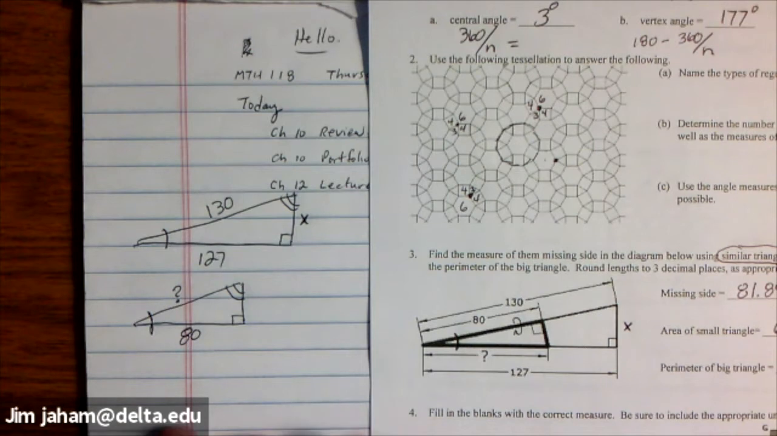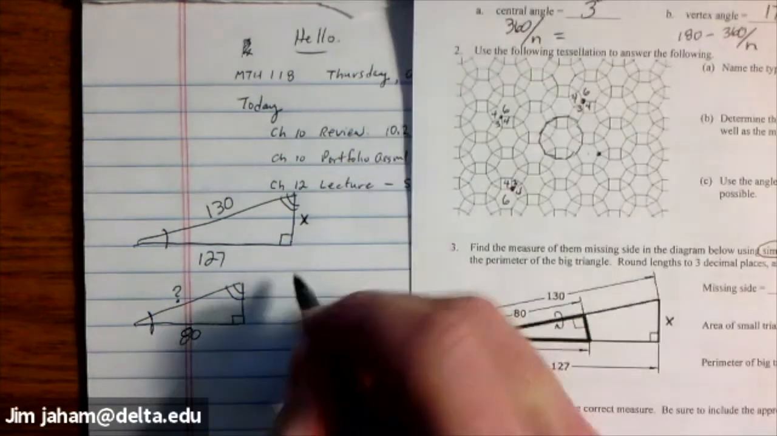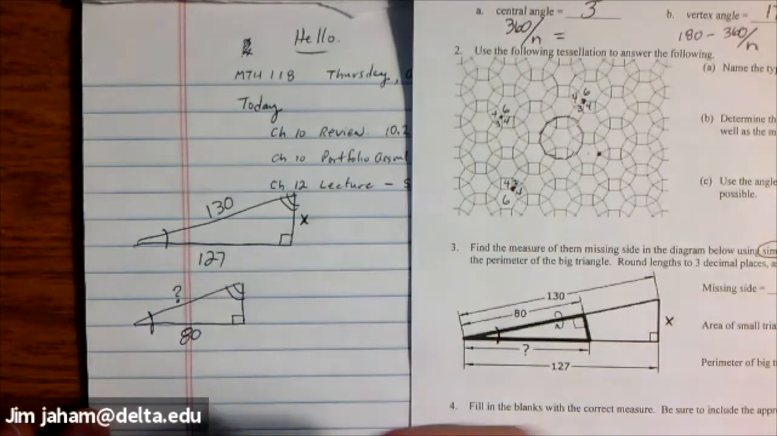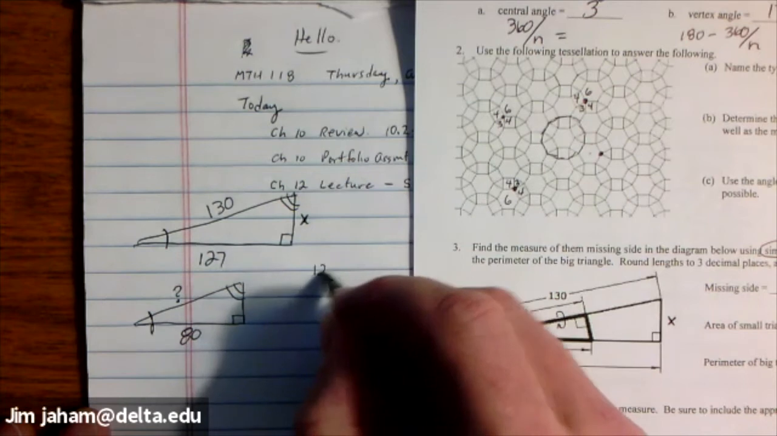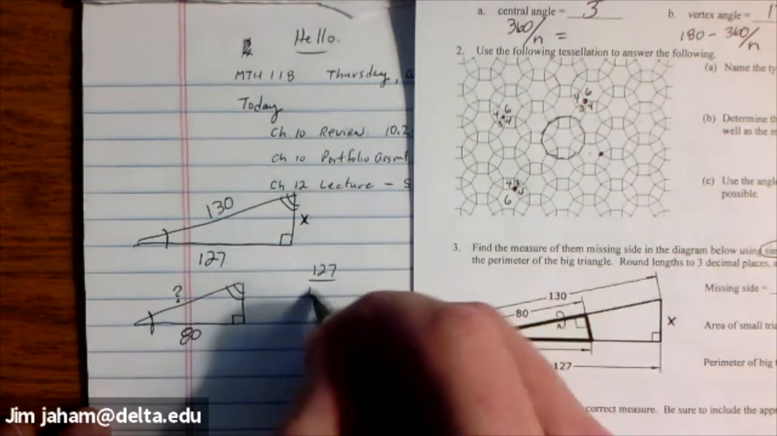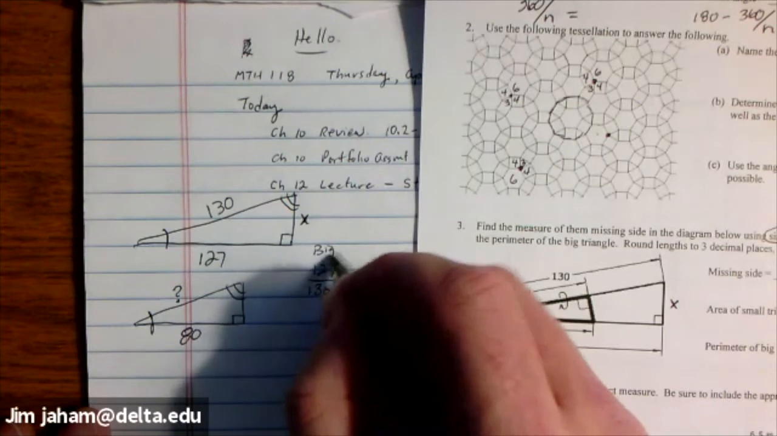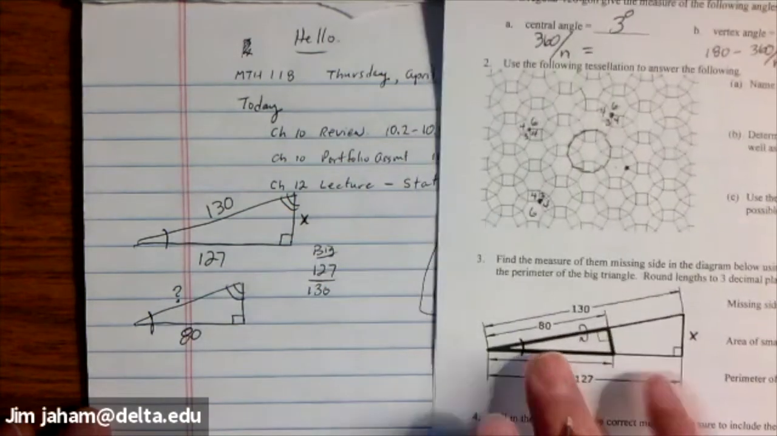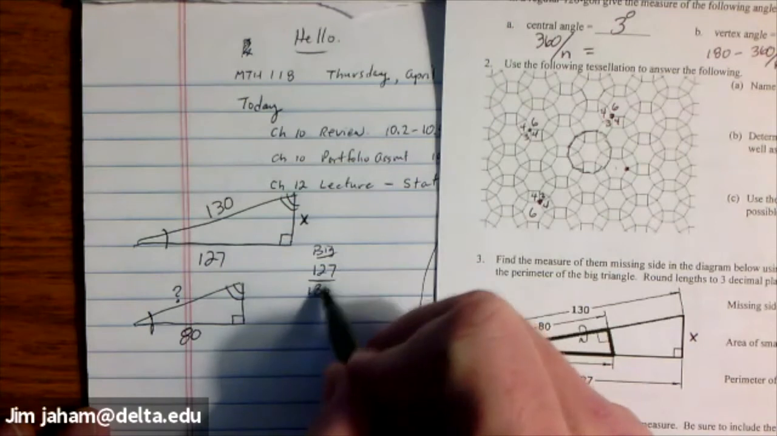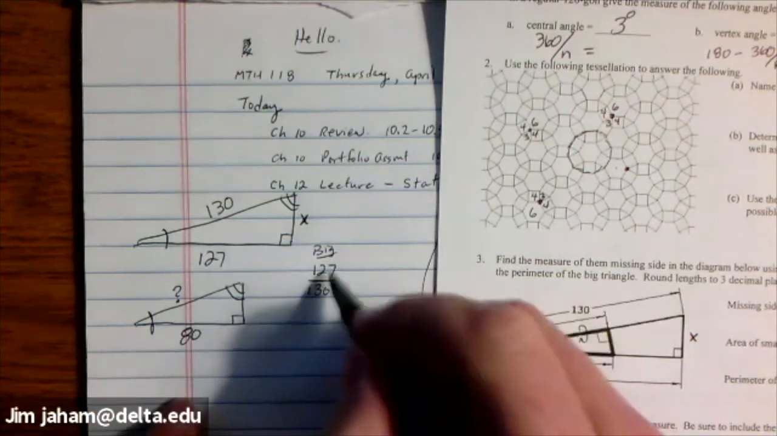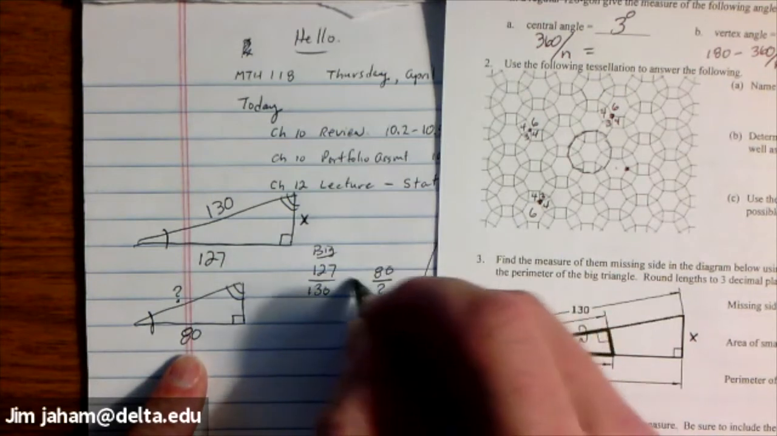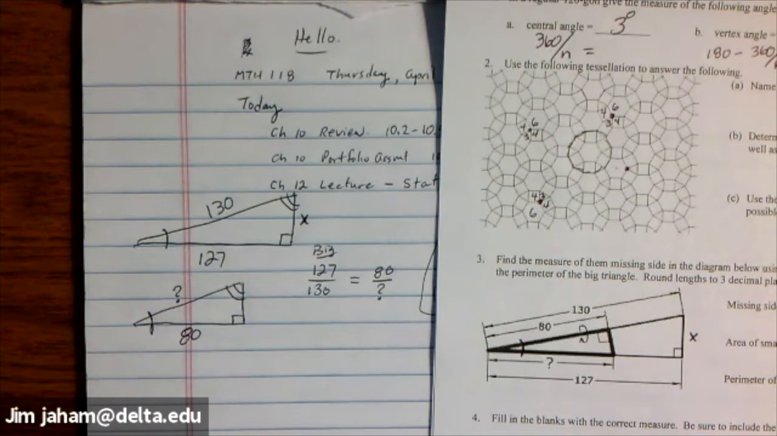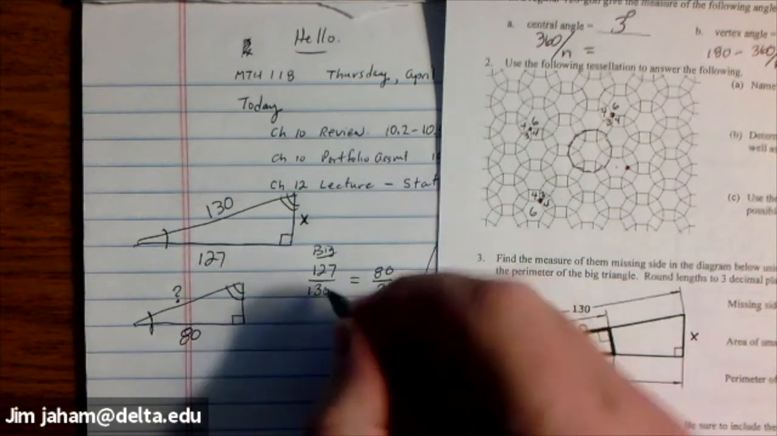And so we can write a ratio to solve for the missing side. It would look something like this. If you take the 127, which is the horizontal side, and divide by the hypotenuse, 130, this would be on the big triangle. The theorem says that these ratios of these sides are in proportion. So this ratio has to be the same thing as 80 over our missing side. So solving that proportion is what's going to give you the missing side.